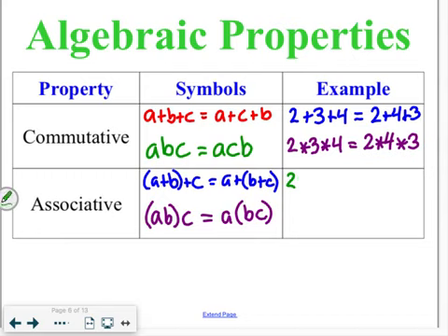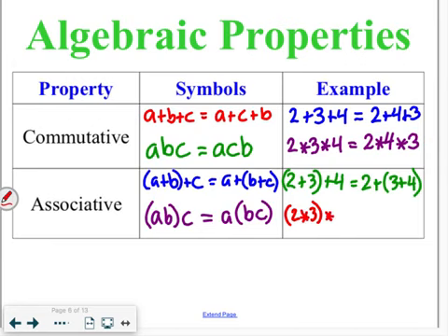Again, looking at a number example, we can do 2 plus 3 in parentheses plus 4. 2 plus 3 is 5, plus 4 is 9, and that is the same thing as 2 plus 3 plus 4. Solving parentheses first, we get 7, plus the 2 gets us back to the 9. Same things work with the multiplication. 2 times 3 gives us 6, times 4 gives us the 24, which is the same thing as 2 times, in parentheses, 3 plus 4 is 12, times 2 still gives us 24.